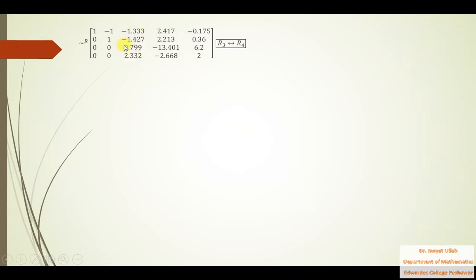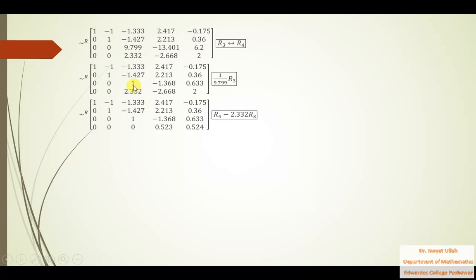Now make this largest number 1 by multiplying this whole row by 1 by 9.799. So we have multiplied row 3 by 1 by 9.799, so that will become 1, that will become this number, and that will become this number. Now make below element, below this 1, make this element 0. How could we make this element 0? Multiply this row by 2.332 and subtract it from this row 4. So we have multiplied row 3 by 2.332 and subtracted it from row 4 to get here 0.